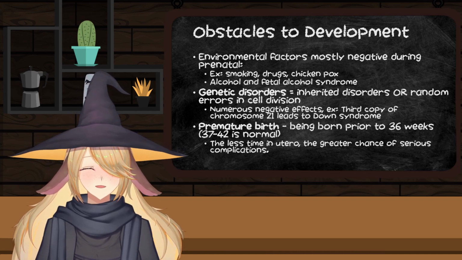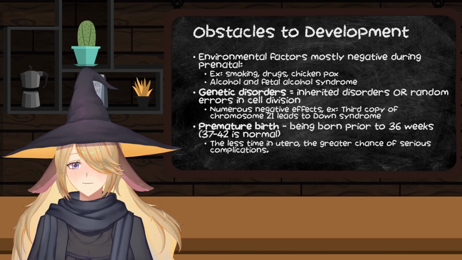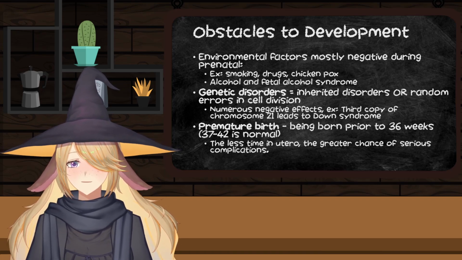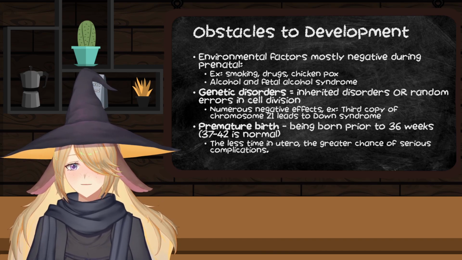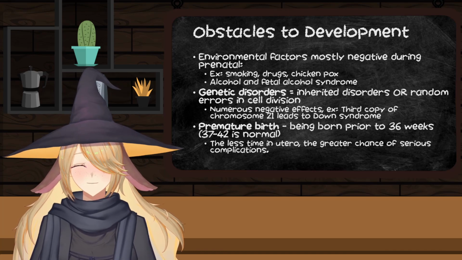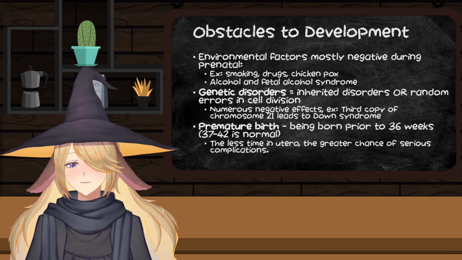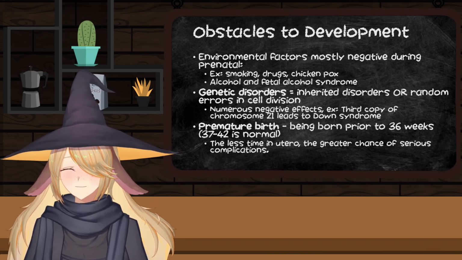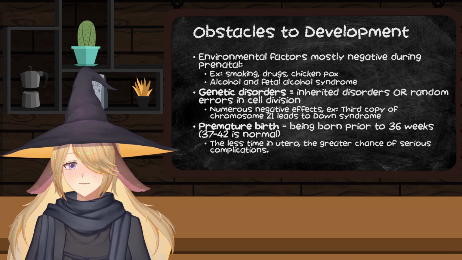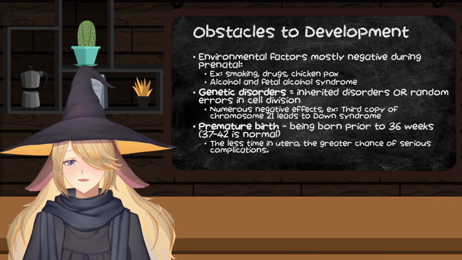And then, even once prenatal development is more or less done, premature birth is still a factor. So, being born prior to 36 weeks, with a 37 to 42 week window being typically normal for delivering a child, the less time that the child spends in utero, the greater the chance of serious complications. So it turns out that fetuses have a tremendous amount of development, and then things keep being kind of wacky as we develop into infancy and then into our adolescence and ultimately into our adulthood.